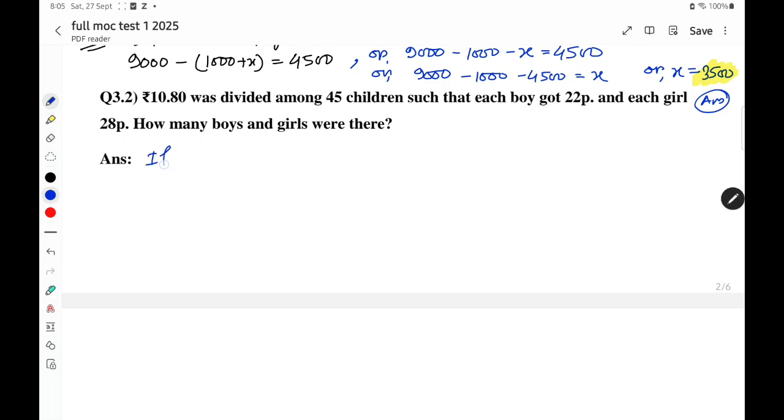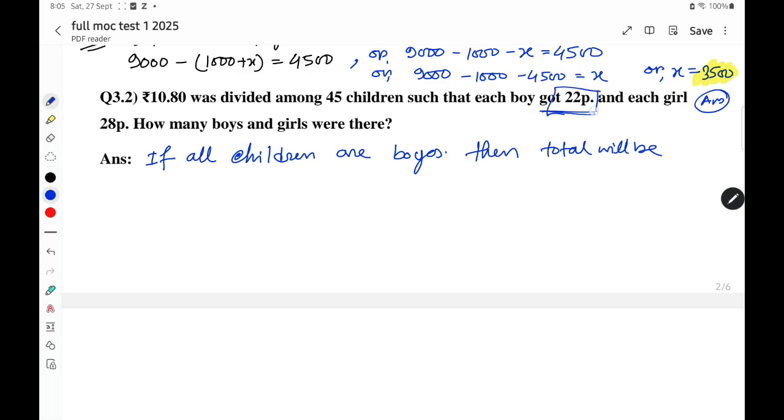Okay, if all children are boys, then the total will be, if all are boys, then 22 paise each distributed to 45 children, so 45 into 22 paise. So that means we get, multiplying by 5 we get 990 paise, that means 9.9 rupees. So how much is extra?